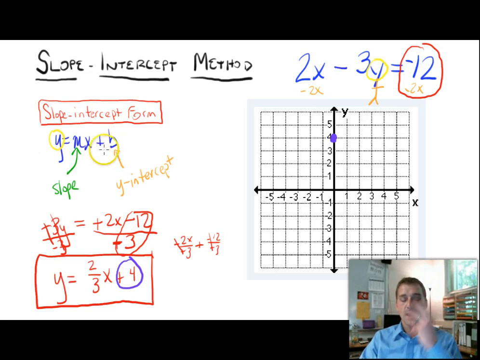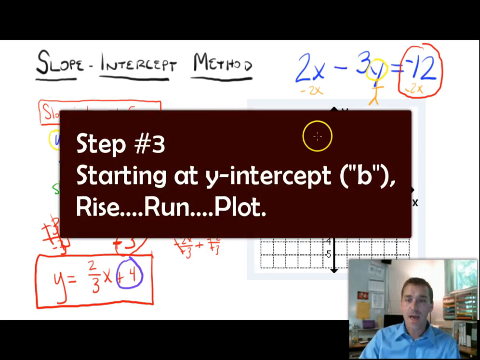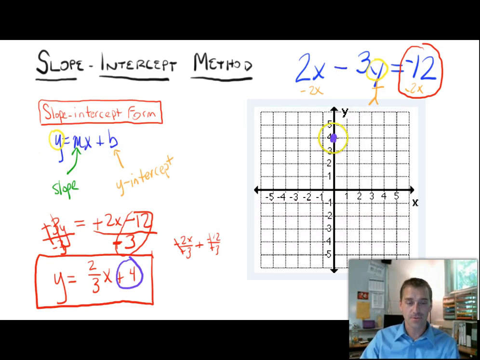That's step number 2. Step number 3, you're going to start at the y-intercept, and you're going to rise, you're going to run, and then you're going to plot. Rise, run, plot. Where's the rise and run coming from? The slope. And that happens to be right here. I'm going to take this slope, which is 2 over 3. My rise is always first. I go up 1, 2 from my y-intercept, and then I go over to the right 3 and I plot. Rise, run, plot.